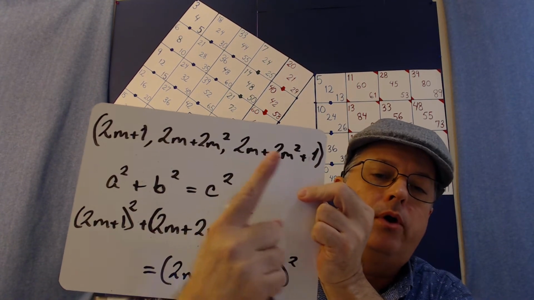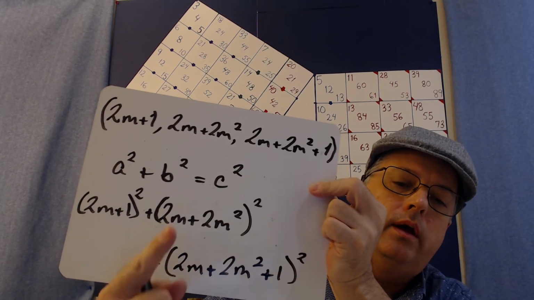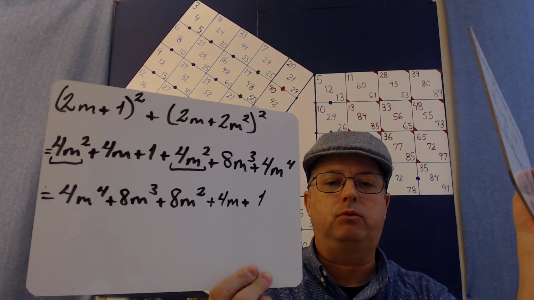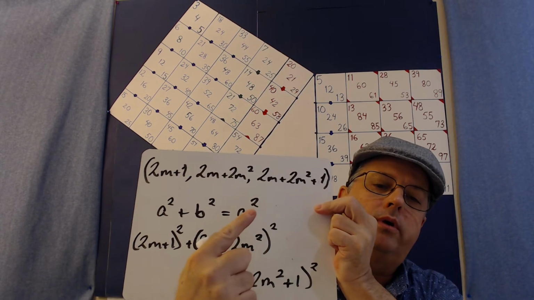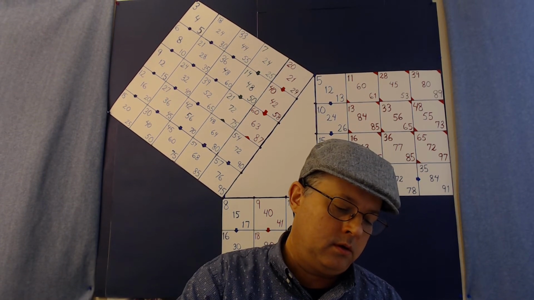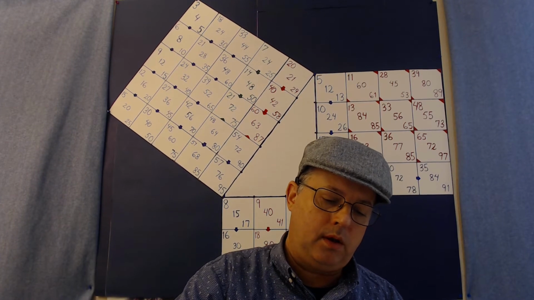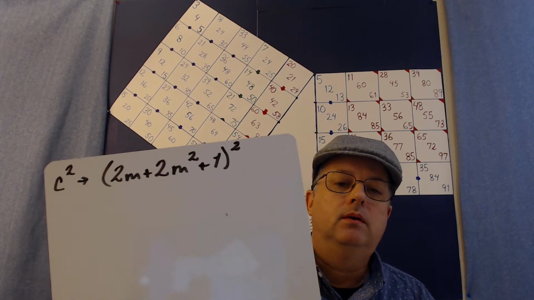Okay, and so now what we want to show is that when we take the c part of this, that's 2m plus 2m squared plus 1, and we square it, that's the c squared part, that we'll get this same expression for a squared plus b squared. So that a squared plus b squared will be equal to c squared. All right, so let's do that next here. Okay, so check this out here. We are going to take our c expression. So that's c squared, and that's the 2m plus 2m squared plus 1, squared. Okay, and now in order to square this out, we're going to use this same idea here.